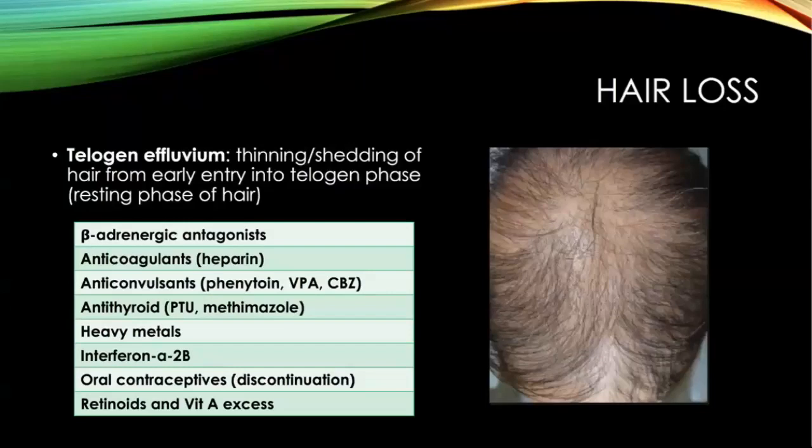So this is a scalp of someone with arsenic poisoning. Now with telogen effluvium, you can see more diffuse thinning of the hair. And here are some other examples I have listed here in this box of drugs associated with telogen effluvium.